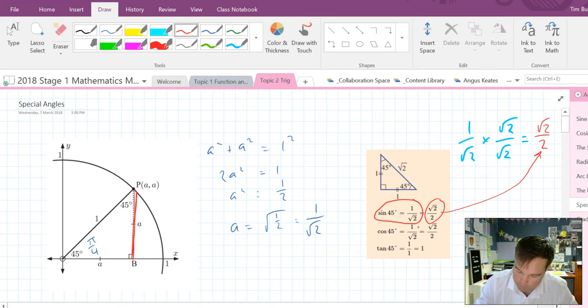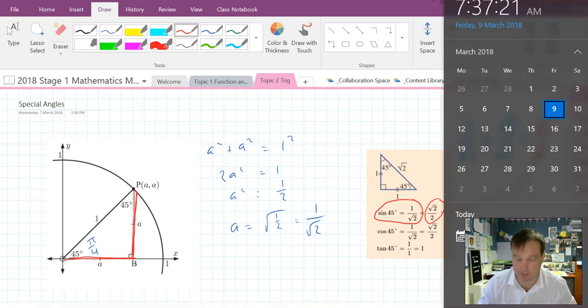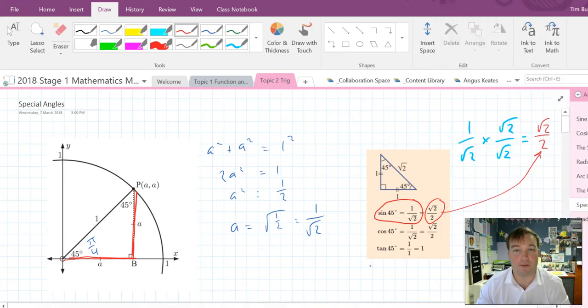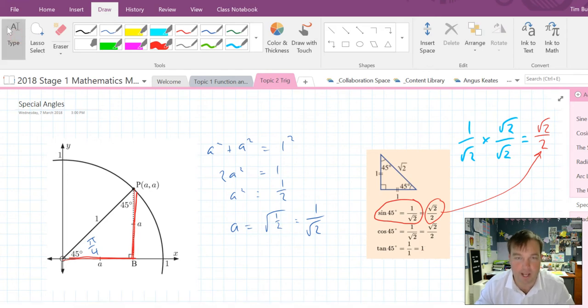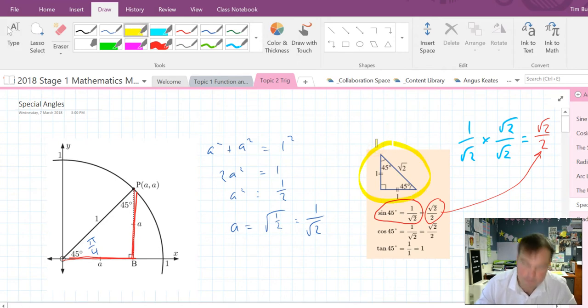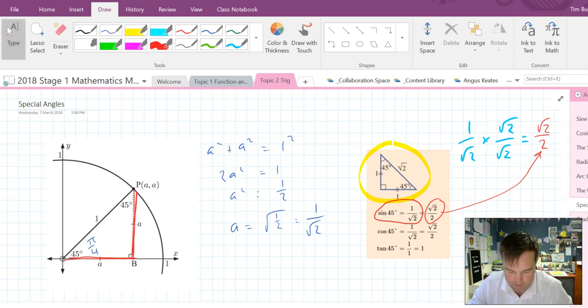Alright, cos 45 is the same, because they're both A. Sine 45 equals cos 45, which is one of the only times it happens. And because tan is the ratio of sine and cos, and they're equal at this point, tan is just equal to 1. So tan 45 or tan pi on 4 is equal to 1. And this triangle, that setup, is one that you're expected to know almost by heart. And with practice, you will learn that by heart.